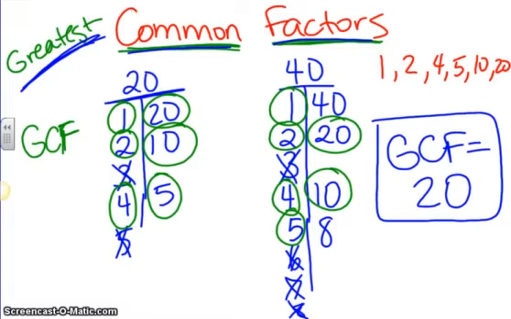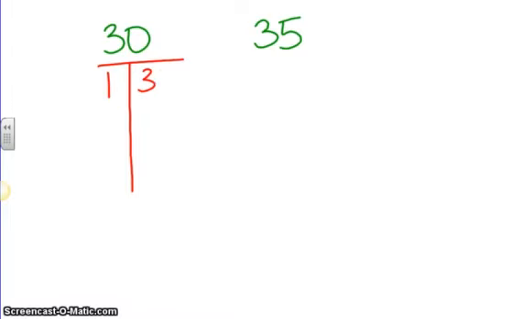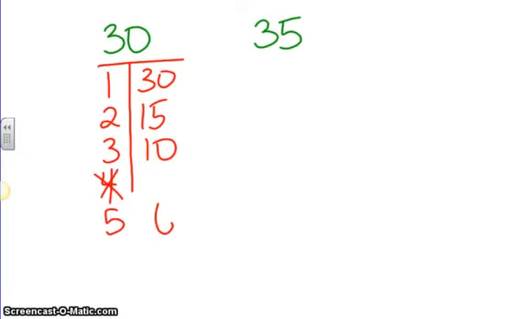So let's look at another example of listing common factors. Let's find the common factors of 30 and 35. So first we're going to list our factors of 30. We have 1 and 30, 2 and 15, 3 and 10. Does 4 go into 30? Nope. 5 times 6. And then we're going to stop at 6 because when our table repeats, we're done.